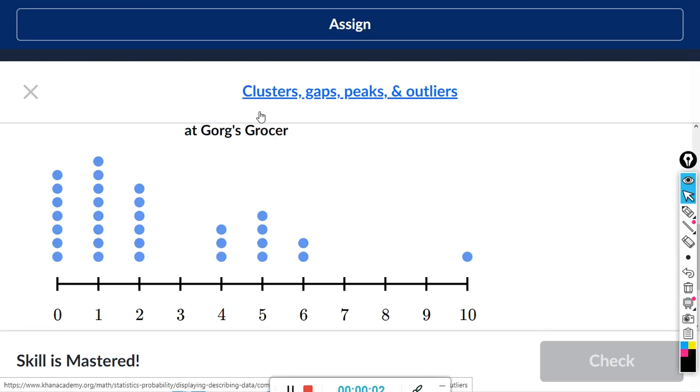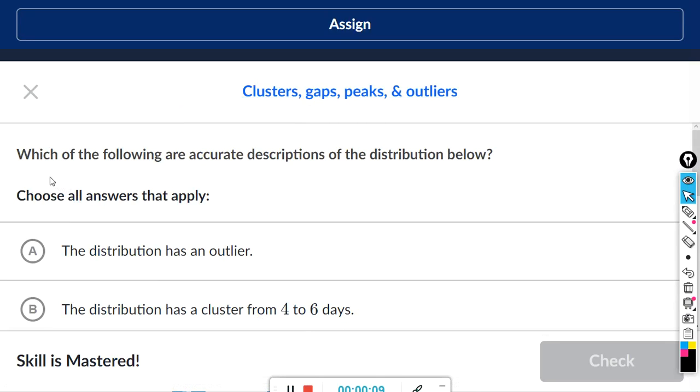This will be for the assignment on clusters, gaps, peaks, and outliers. They want to know which of the following are accurate descriptions of the distribution below. Check all answers that apply. That means there may be more than one answer.